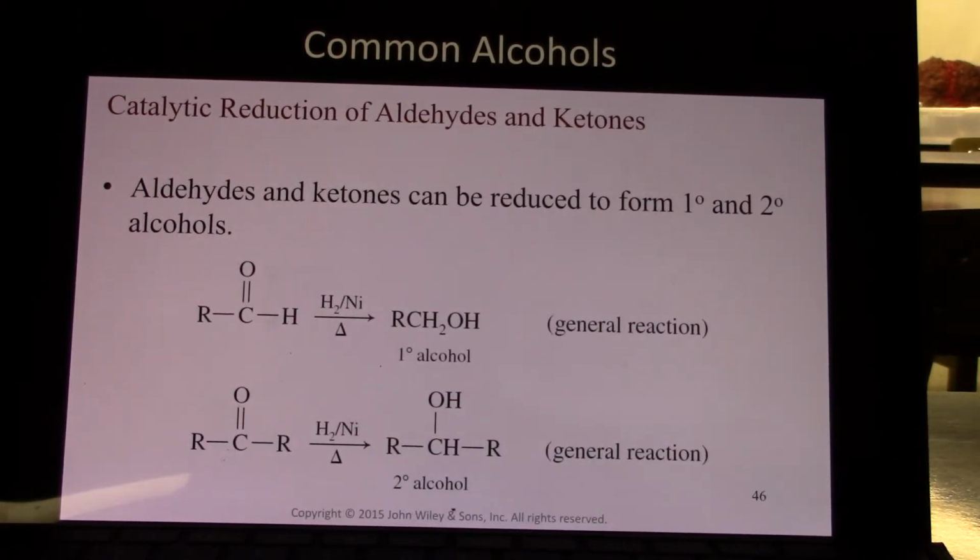Catalytic reduction of aldehydes and ketones. We can reduce with hydrogen and nickel. You can use palladium or platinum. They're actually even better than nickel. Nickel works, but it takes really high temperatures and high pressures, whereas with platinum and palladium, you can get the same reaction at a much lower pressure of hydrogen gas and a much lower temperature. But nickel's a lot cheaper, so there's pros and cons to each catalytic system. And aldehydes will produce primary alcohols. Ketones will produce secondary alcohols, because the aldehyde is terminal, so it's only connected to one carbon group, and the ketone has two carbon groups, making it secondary.